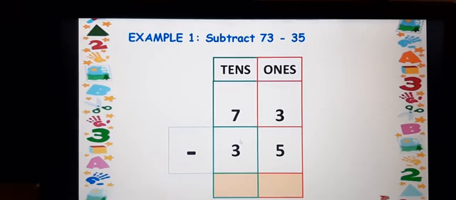And if you give 1 ten from the 7, 6 will be left in the tens place, because the tens place means it is 70. If you give 1 ten, you are giving 10. So if you borrow 1 from the tens place, it becomes ten in the ones place. It will become 13: 10 plus 3. So you have to take it as 13 here.